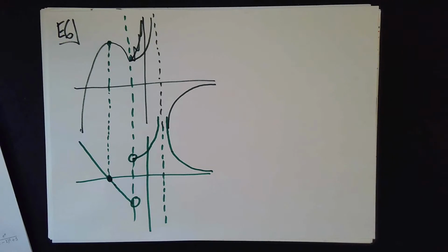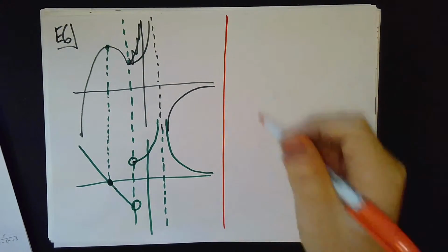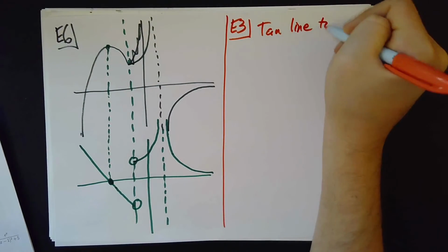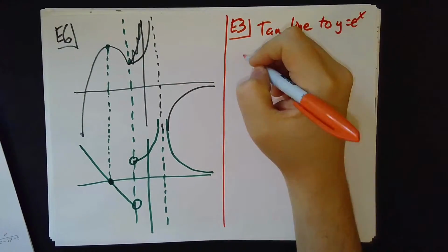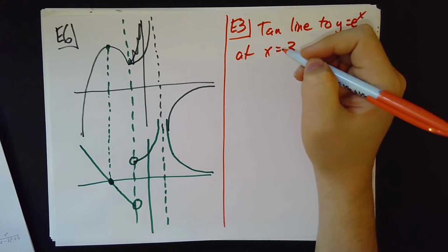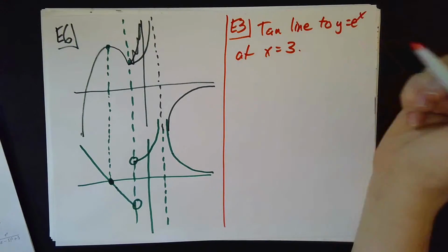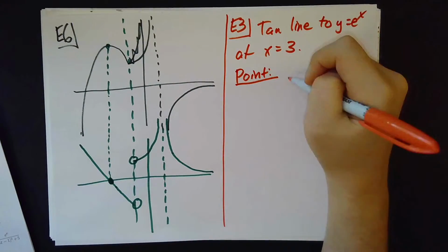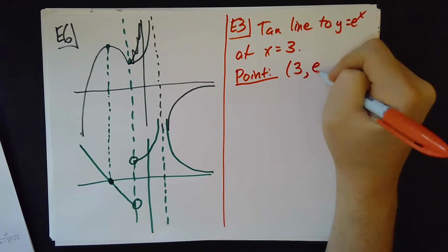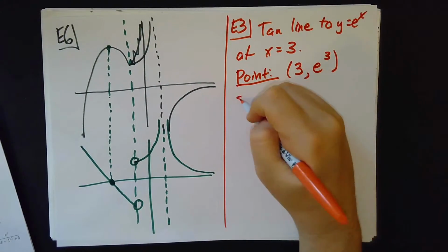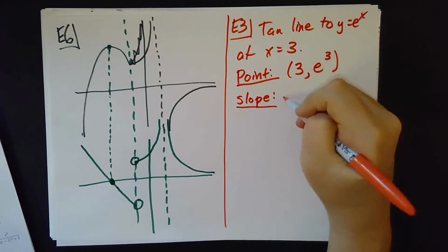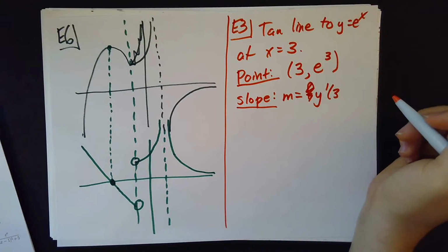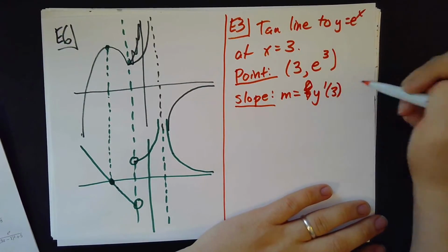Okay, so we want the tangent line to y equals e to the x at x equals 3. Okay, so our point in this case is going to be (3, e cubed), and our slope is going to be y prime of 3. Oh, I guess I did actually call it f in the question.